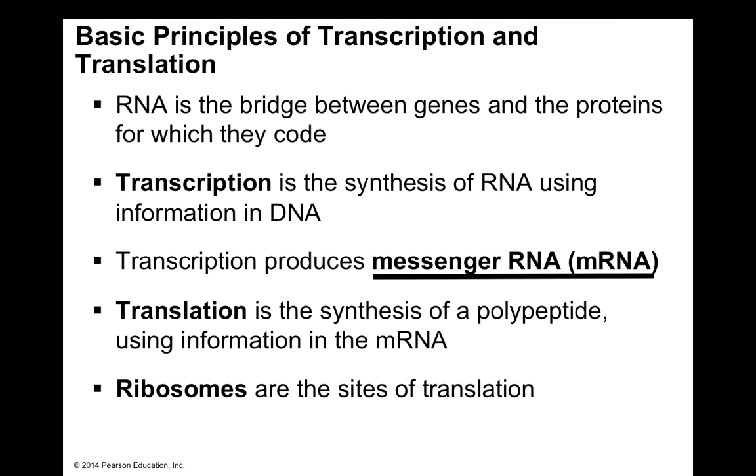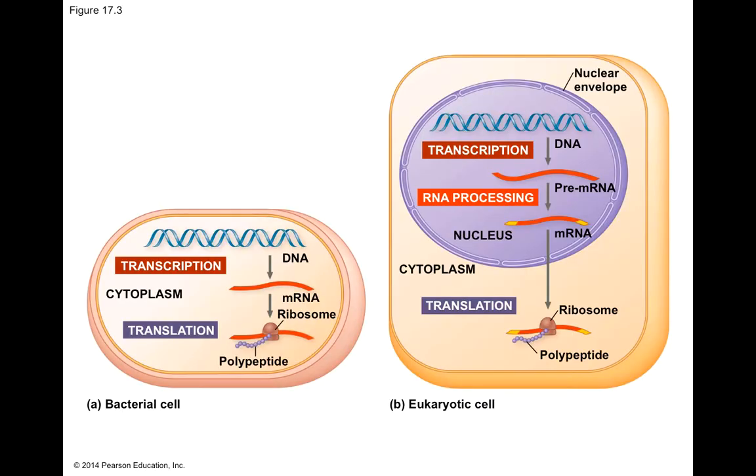Copying the instructions from the DNA to the mRNA is the purpose of transcription. Then, the mRNA can leave the nucleus, find a ribosome in the cytoplasm, and undergo translation, which is using the instructions to create the polypeptide. And of course, we need to compare and contrast prokaryotic gene expression with eukaryotic gene expression.